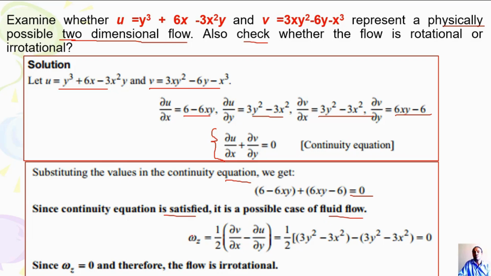So you can check now omega z, which is the angular velocity with respect to z, del v with respect to del x. Then you have this general equation for angular velocity in the z direction. Then you can substitute half of 3y squared minus 3x squared, minus 3y squared minus 3x squared, equal to 0. Since omega z is 0, we can say this is irrotational flow. Therefore the flow is irrotational.